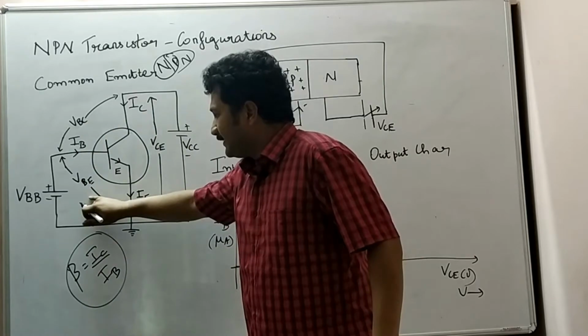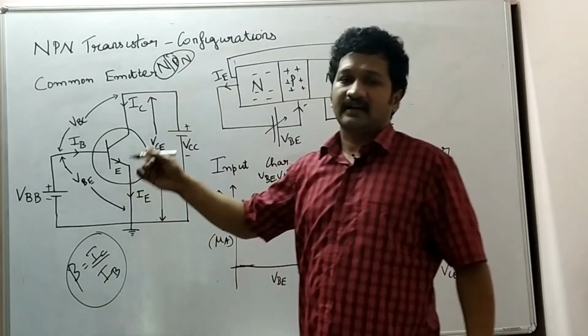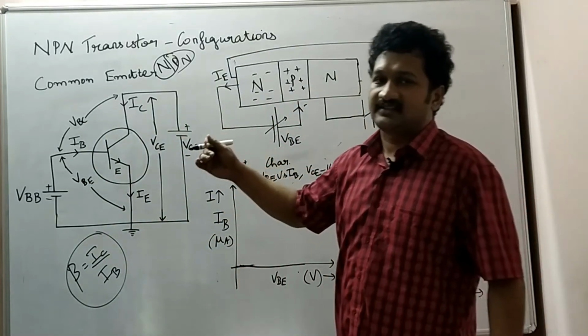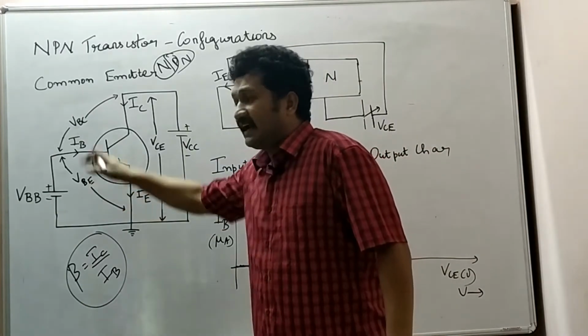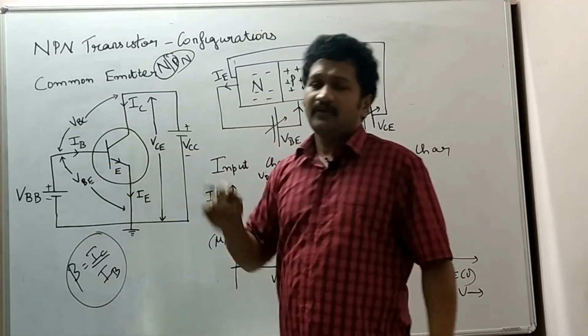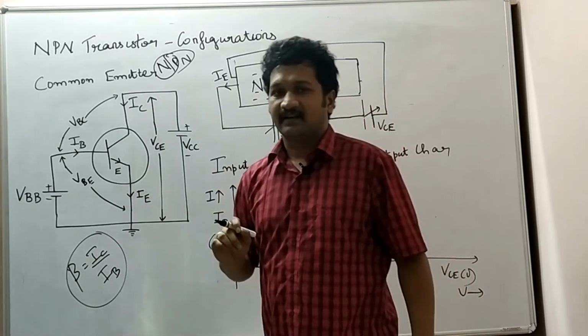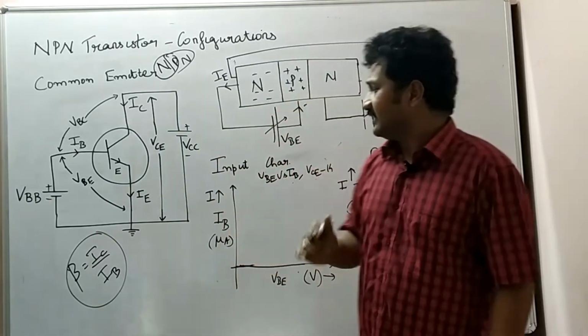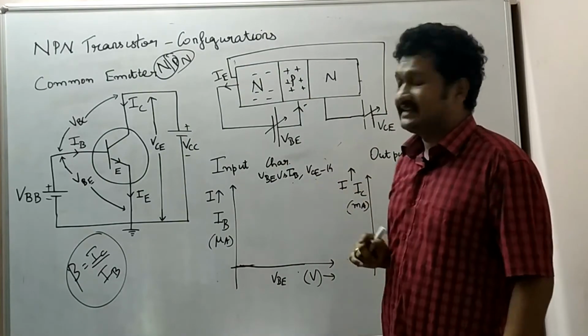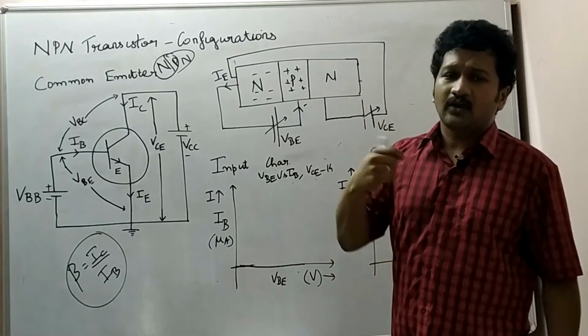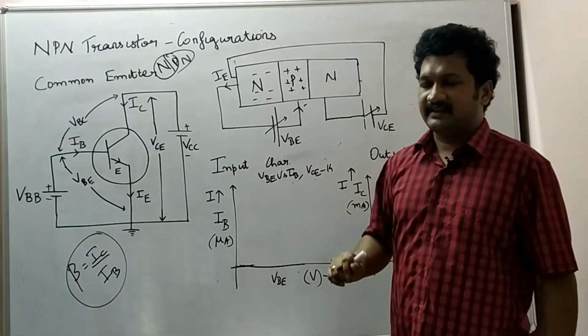So when I change VBE and it crosses the barrier potential, the cut-in voltage is reached and base current is produced. Now if you compare the operation with a normal PN junction diode, it will be similar. One change here is we have to keep the parameter VCE constant. So we are going to observe how the operation takes place.